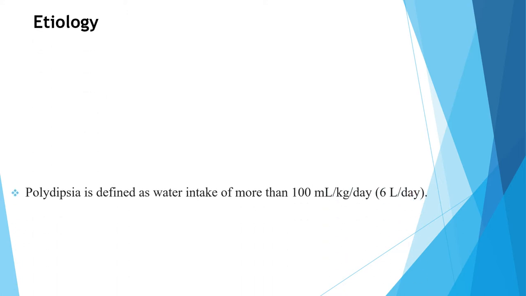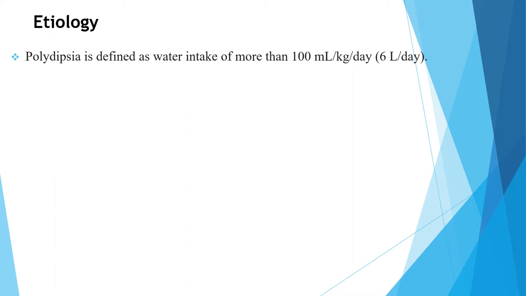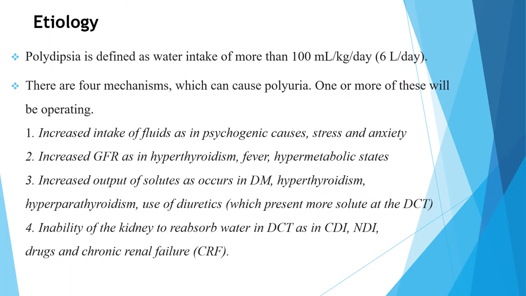When we look at the etiology of polyuria, polydipsia is defined as water intake of more than 100 ml per kg per day in children and around 6 liters per day and above in adults. There are four mechanisms which can cause polyuria, and one or more of these will be operating. The first is increased intake of fluid, as in psychogenic causes, stress and anxiety. Second is increased glomerular filtration rate, as in hyperthyroidism, fever and hypermetabolic states. Third is increased output of solute, as occurs in DM, hyperthyroidism, hyperparathyroidism, and use of diuretics, which present more solute at the distal convoluted tubule. Fourth is inability of the kidney to reabsorb water in the distal convoluted tubule, as in central and nephrogenic diabetes insipidus, and also chronic renal failure.